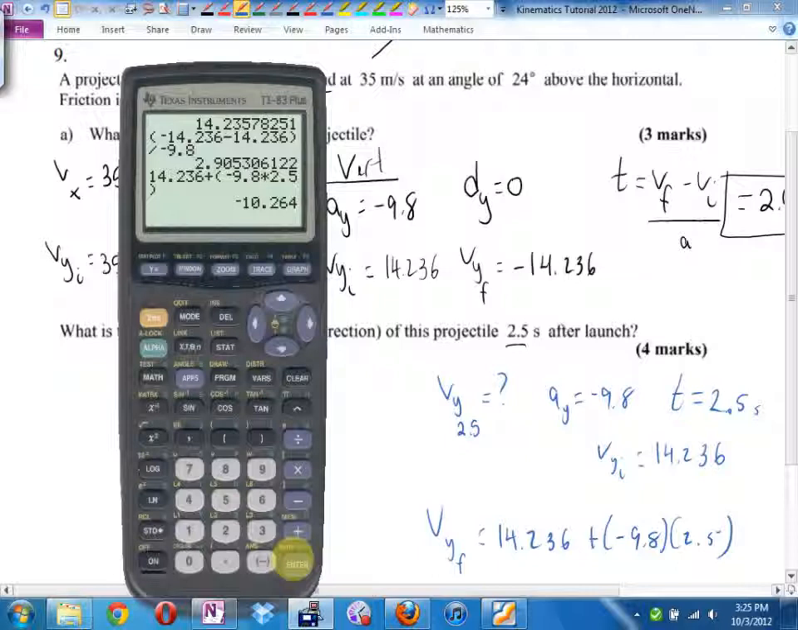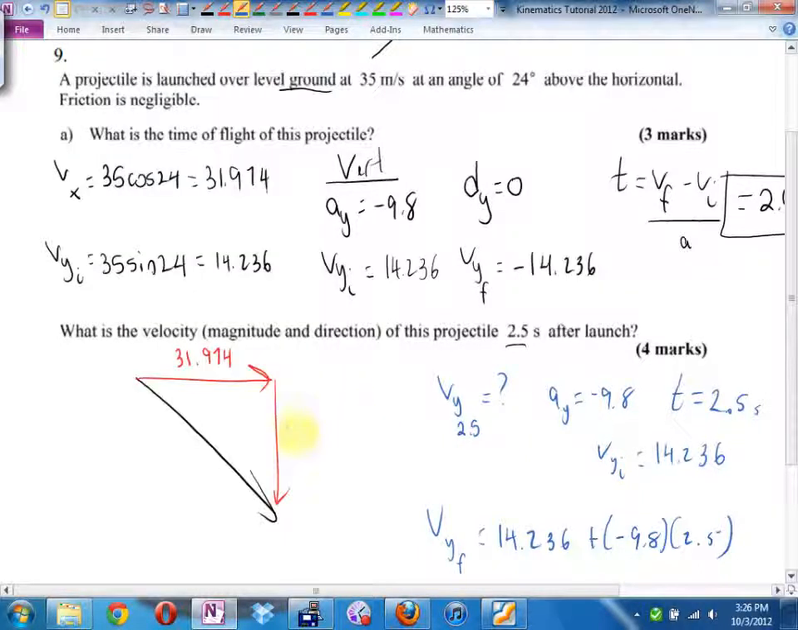Did I get a negative velocity? What's that telling me? It's on the way down. Did I know that already? Woohoo! I'm right. Got a little built-in confirmation. I'm pretty sure I'm good. 10.264. Now, I'm not going to put the negative on here. It's implied in the arrow, but I'm going to put the 10.264 on here, and I want to find V.